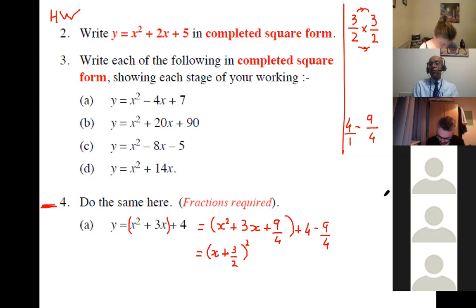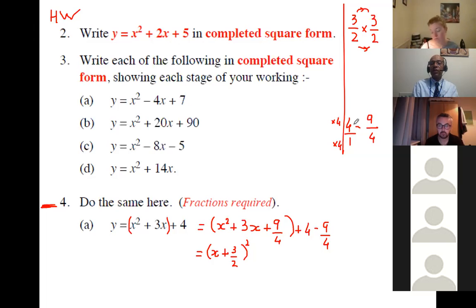And now the only way I can add or subtract fractions is if they've got the same denominator. I need to change that 1 into a 4. What do I need to do to 1 to get a 4? I need to times 1 by 4. But whatever you do at the bottom of your fraction, you need to do the same at the top of your fraction to get what we call an equivalent fraction, in order to keep the same ratio.